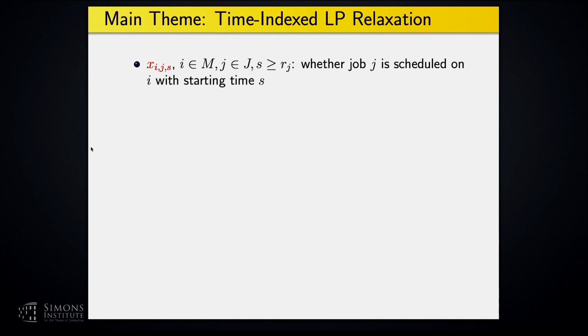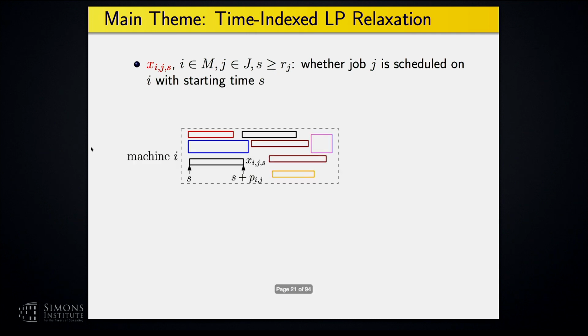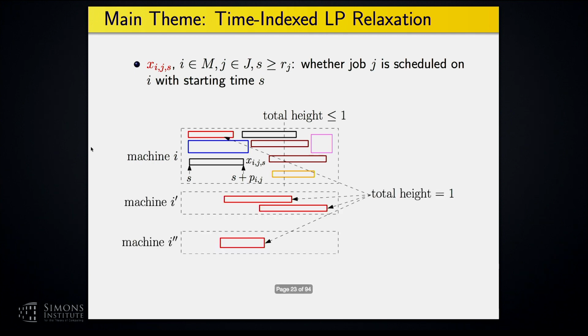Well, it's very simple. So remember, for every job J, we need to choose a machine I, and we need to choose a starting time S. So we will use Xijs to denote whether job J is scheduled on machine I with starting time S or not. It's convenient to think of this Xijs variable as associated with a rectangle of height Xijs from S to S plus Pij. Then you can see we require that the total height of all rectangles on machine I covering one time point should be at most 1. So that means I can only have one job being processed at any time.